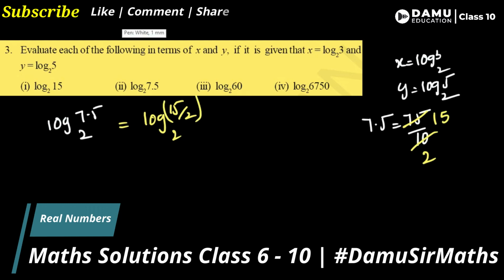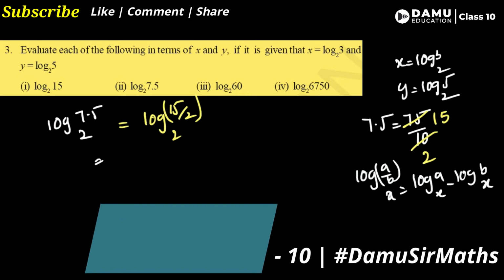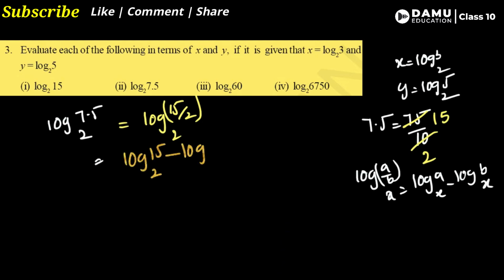So we can write like this. Based on the log formula, log a by b base x is equal to log a base x minus log b base x. Let's write this one as it is: log 15 base 2 minus log 2 base 2. Log a base a is always 1. So you can write log 15 base 2 minus 1.